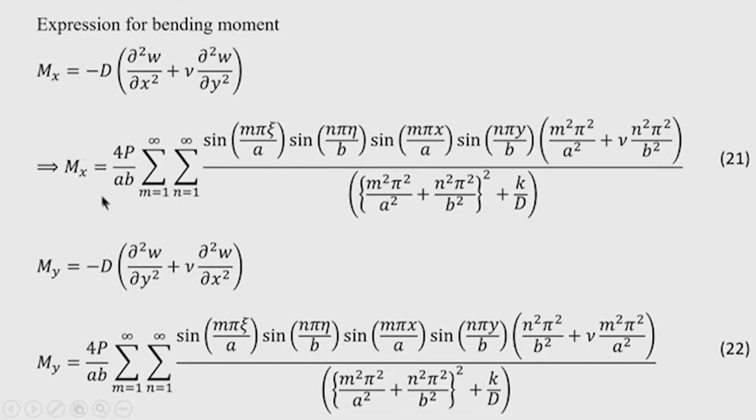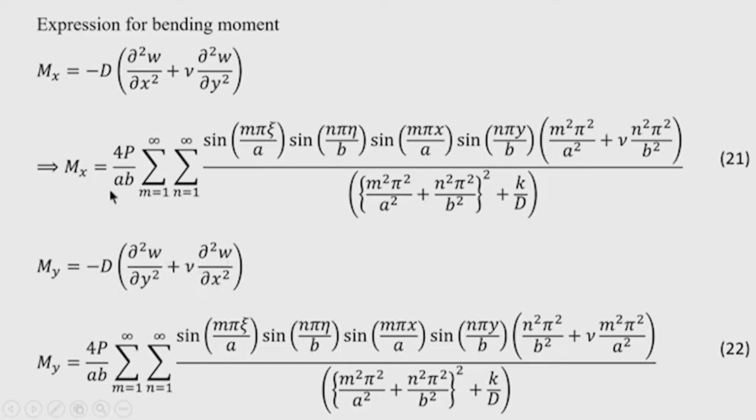Similarly, the bending moment in the y direction can also be obtained as minus D into del squared w by del y squared plus mu into del squared w by del x squared.